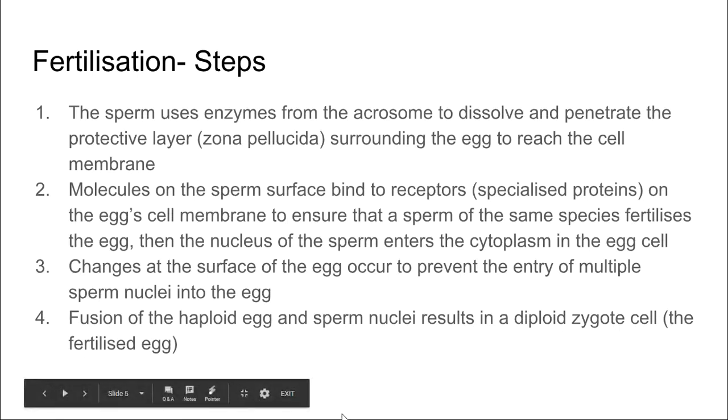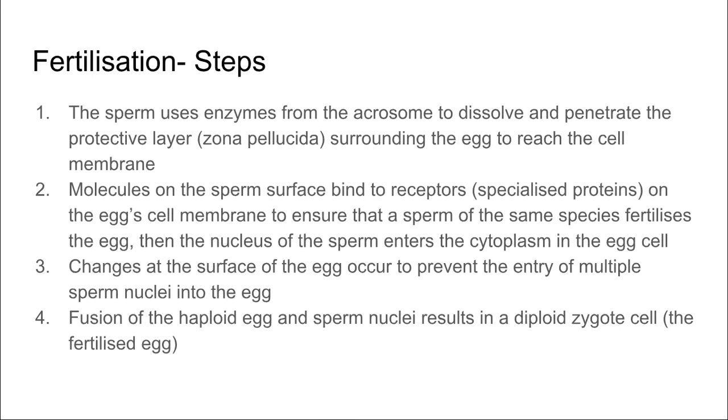Changes at the surface of the egg occur to prevent the entry of multiple sperm nuclei into the egg, and then we see the fusion of haploid egg and sperm nuclei, resulting in a diploid zygote cell, which we then refer to as the fertilized egg.